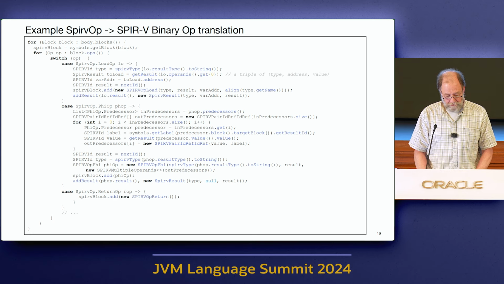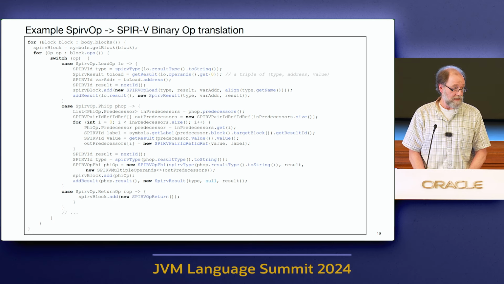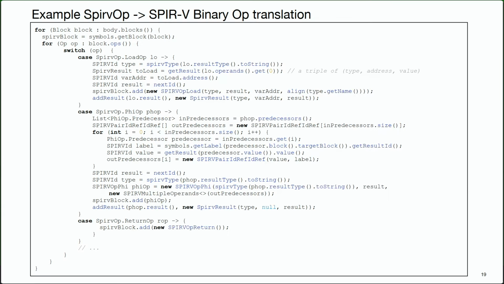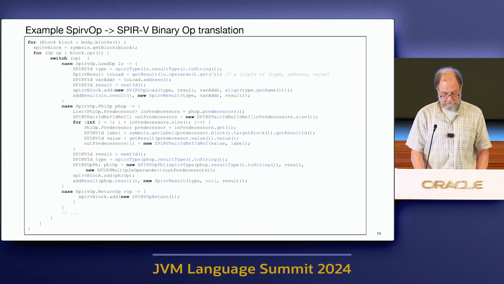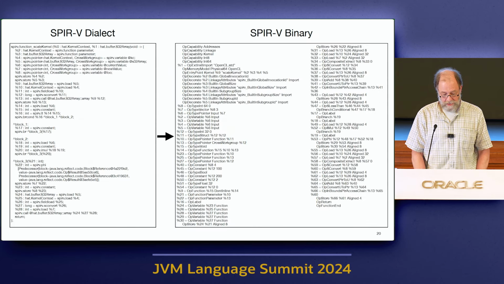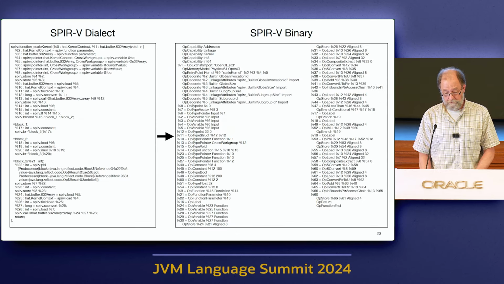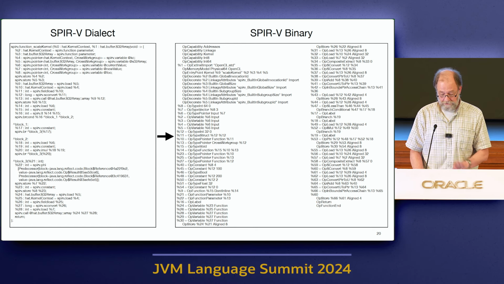So I won't walk through this at all. This is just the same kind of nested translation from a SPIR-V op to a SPIR-V binary op using the Beehive toolkit library. And this is the text output from that. On the right-hand side, we have the disassembly of the SPIR-V binary.